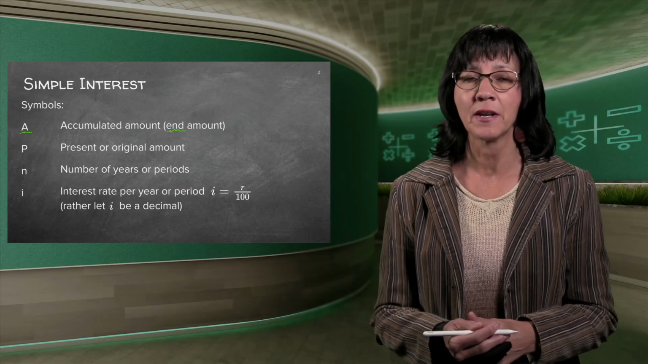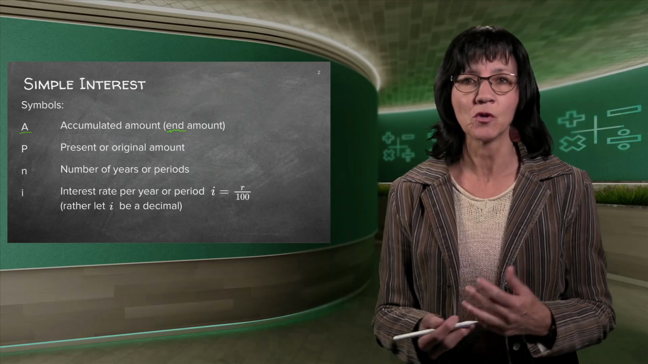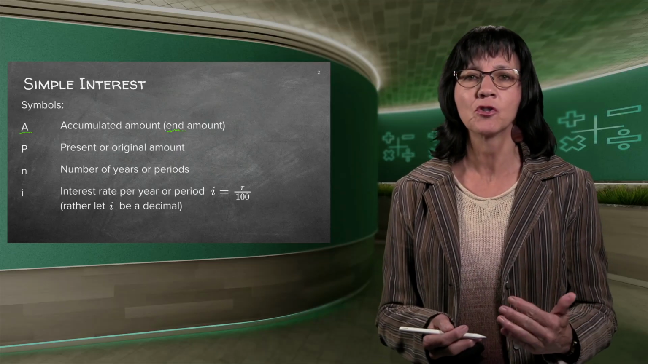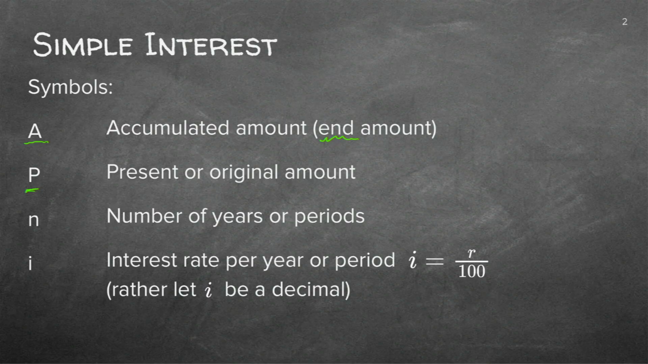So this is the only one that is a bit deurmekaar. You can also use the word accumulated, because A is for accumulated, but you must just remember it's always the end value. Then P, the best way to remember P is that it's the present amount. That is where we start off with. So that's the original beginning amount. So we can also write here begin, because the first one is the end amount and this one is the amount that we begin with.